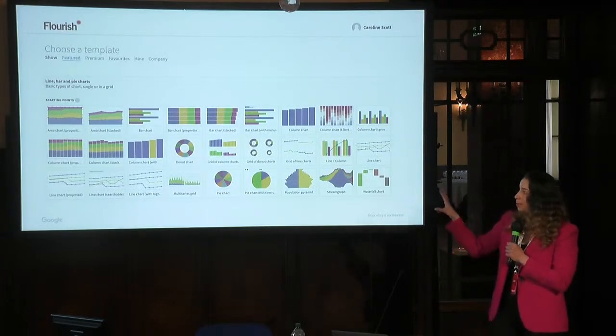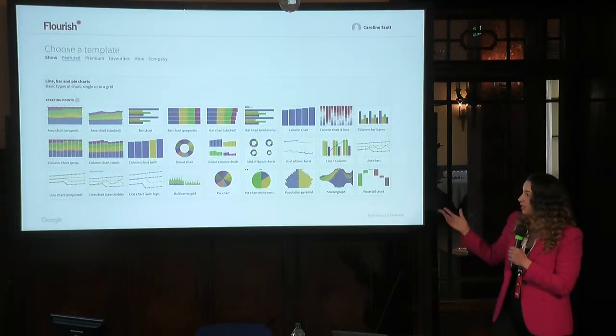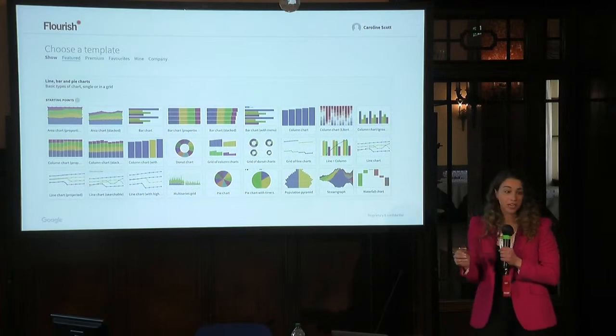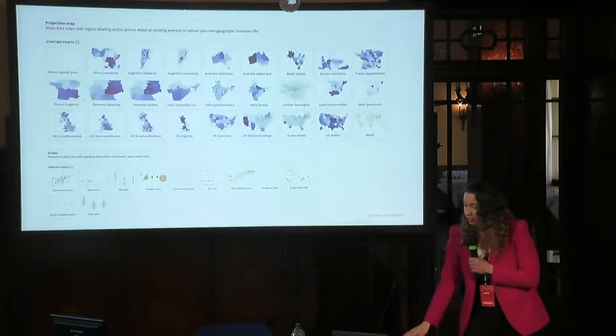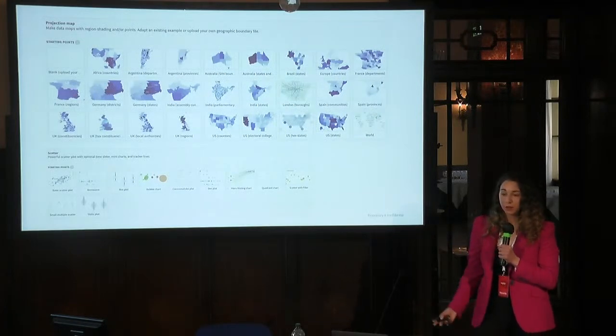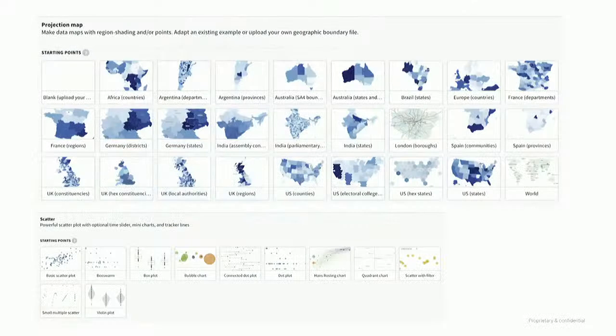So every single template on here, you might think, oh, I have no idea what that one does, or why would I use that? It has a corresponding blog post, so you can see why you would use a template, how to upload the data, the right form for the data, and so on. So we've got line, bar, and pie charts, as you can see there. We've also got projection maps. These are all interactive, by the way, so your audience can hover over certain regions, certain segments, finding out more information. We've got some scatter graphs there at the bottom, which you might be familiar with.